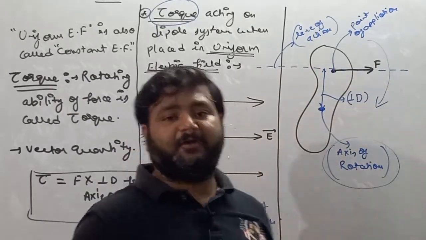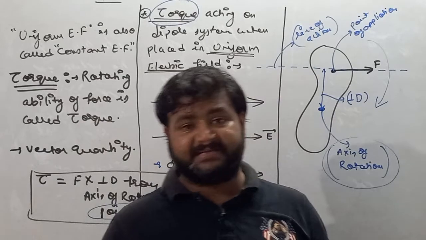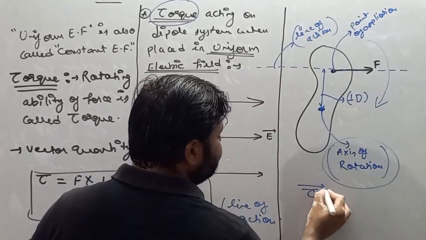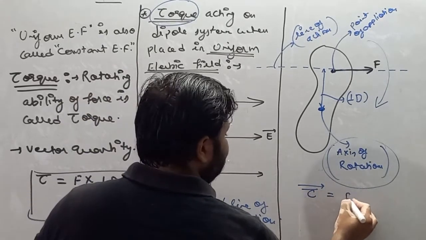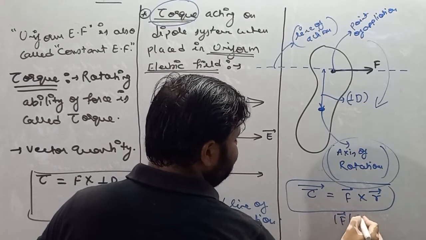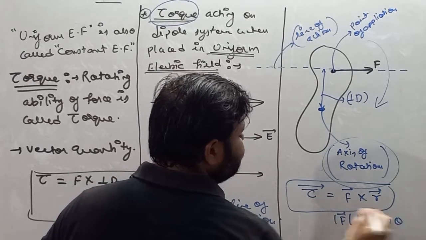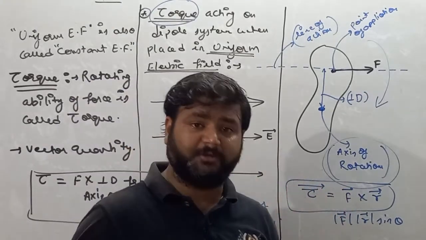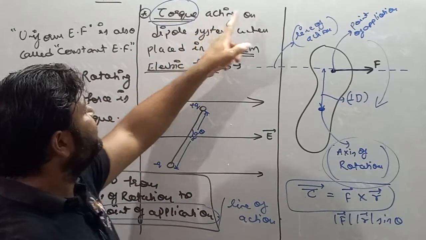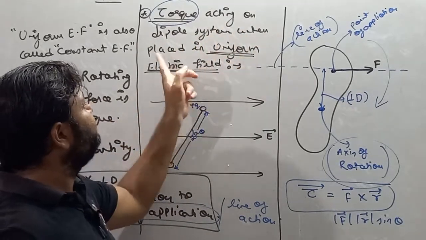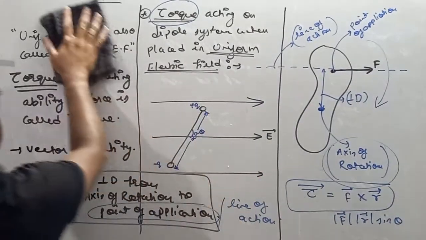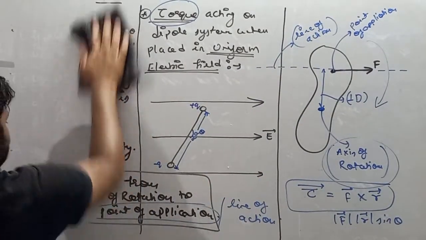So this is what torque is, and remember, torque is a vector quantity. One more formula of torque is F vector cross R vector, or we can say F R sin theta. So this is all about torque, which we'll use in this concept, that is torque acting on a dipole system when placed in a uniform electric field. So let's move forward. I hope you all understand the concept of torque.